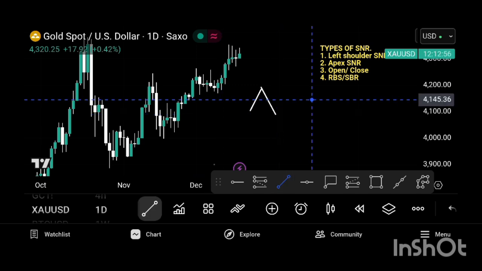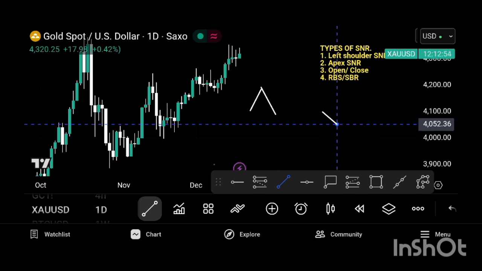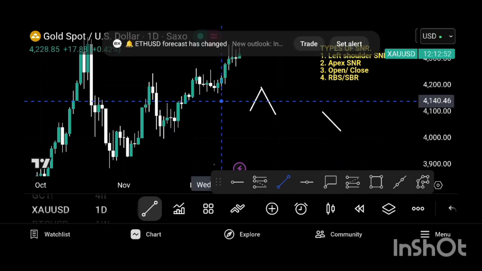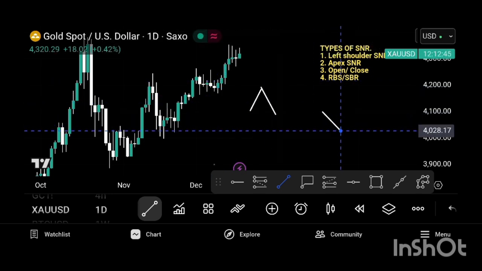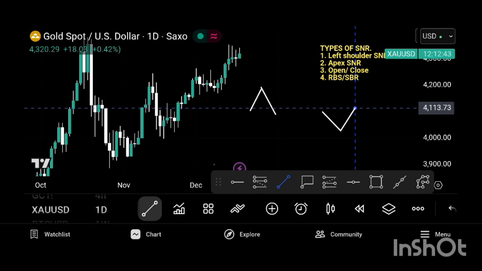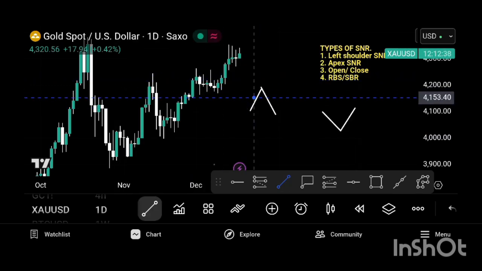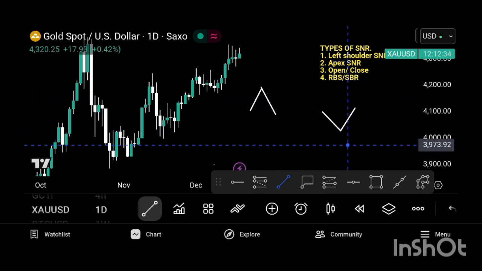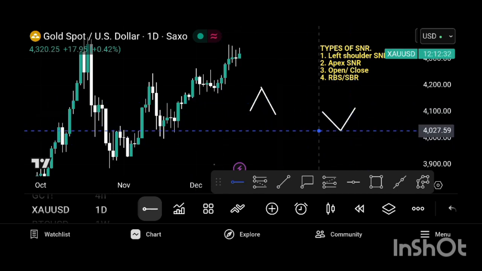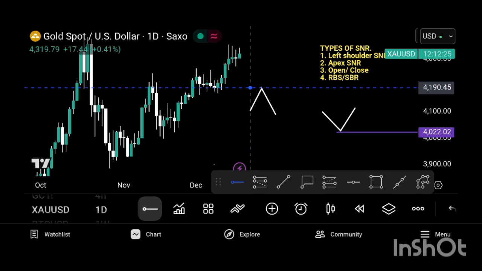And then when you have a V, V stands for apex support. So while A stands for apex resistance, V stands for apex support on the line chart. And how do you mark it? This point is your support level, and then this point is your resistance level whenever you change to a line chart.